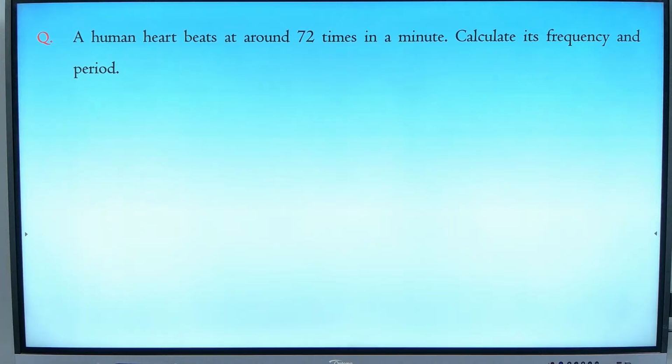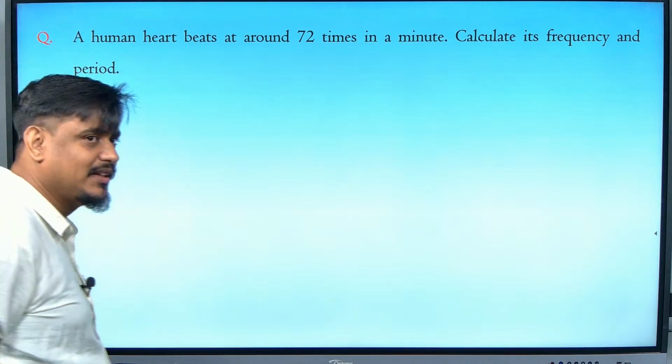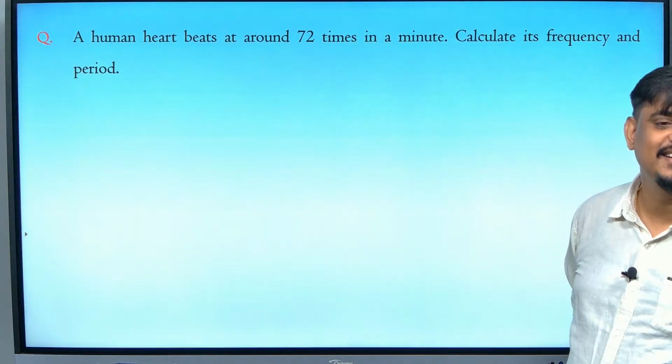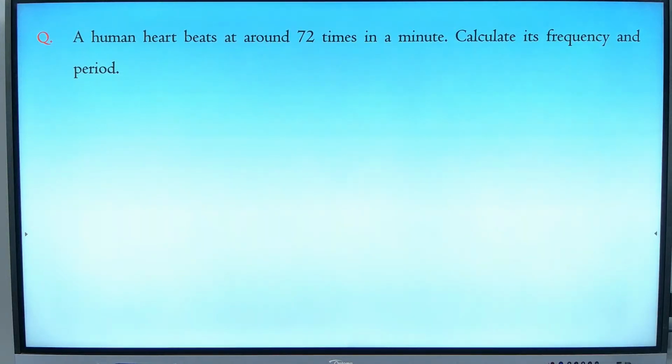(72 by 60), how can it be less than 1? Are you getting my point, Shweta? She disappeared. Time period can be 5 by 6. Huh? Time period? Obviously it will be 5 by 6. I think now she will say I told time period only.